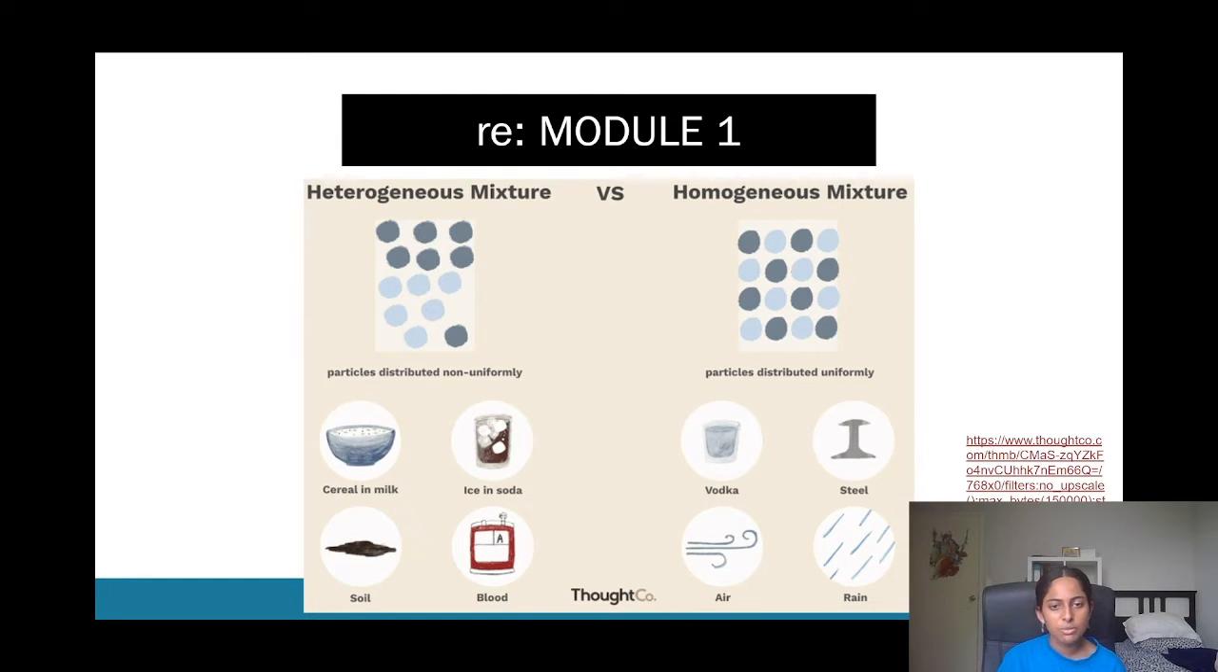If we were to provide examples of heterogeneous and homogeneous mixtures, heterogeneous mixtures may be things like blood, because blood has different components to it. In regular examples, it might be cereal and milk, whereas homogeneous mixtures might be something like air, where particles are distributed uniformly, or something like rain or vodka. So that helps distinguish what heterogeneous and homogeneous mixtures are.